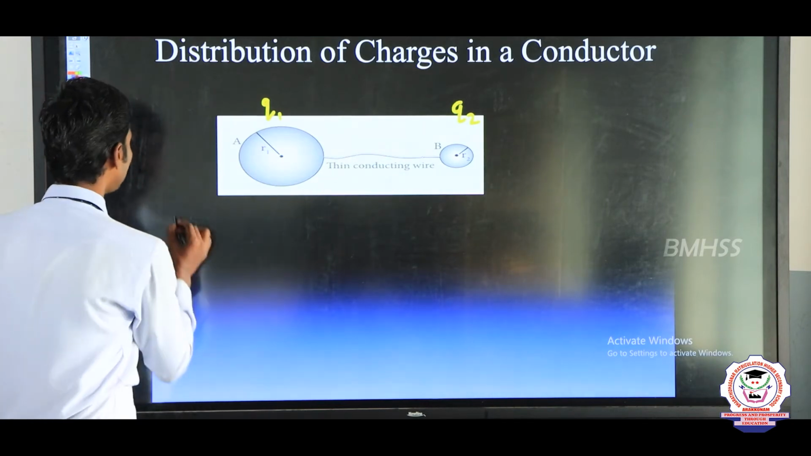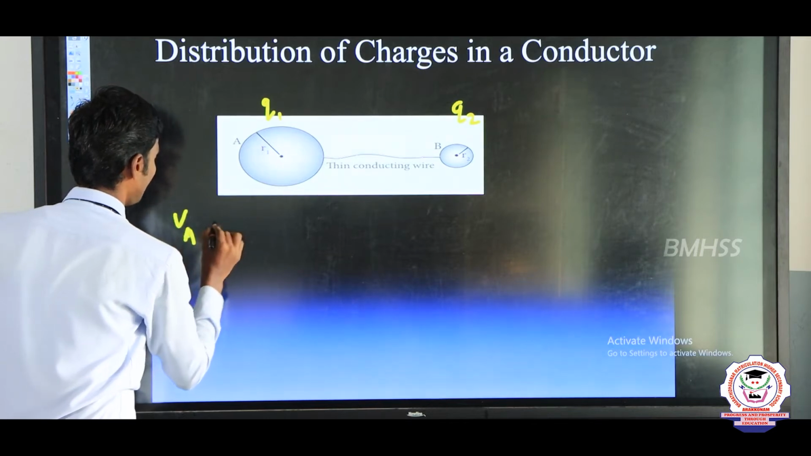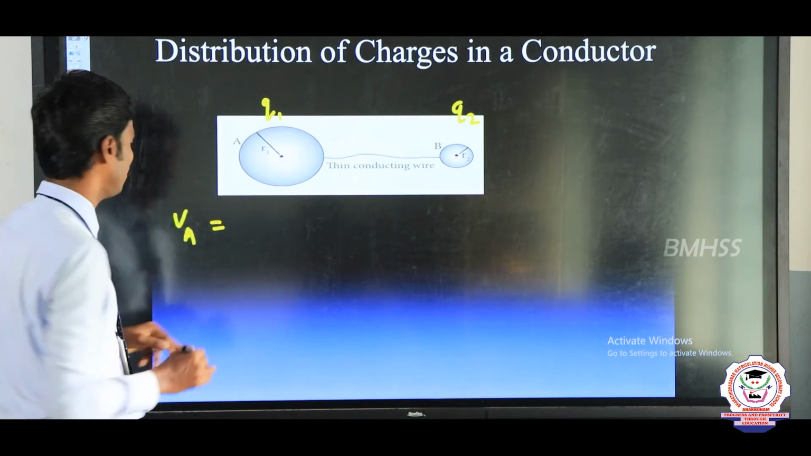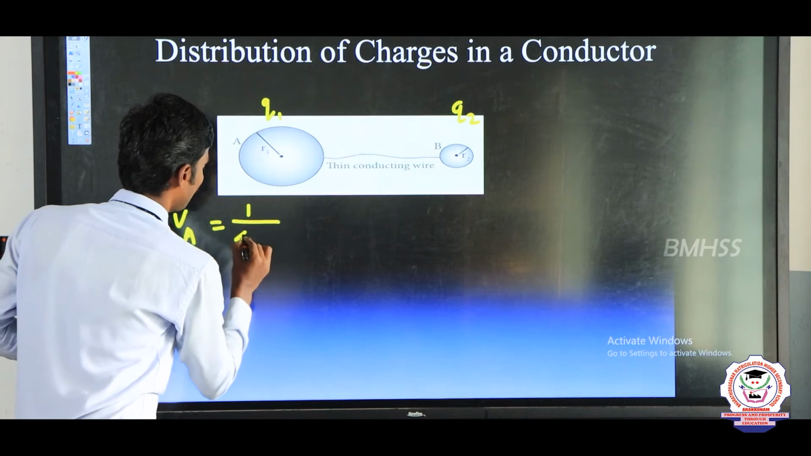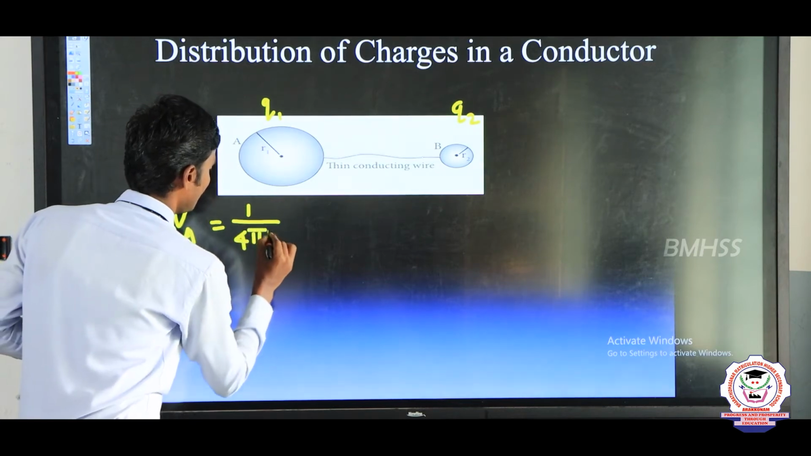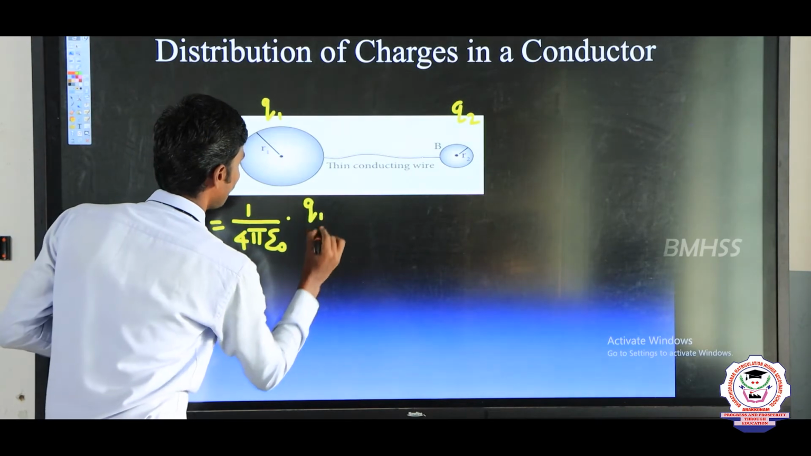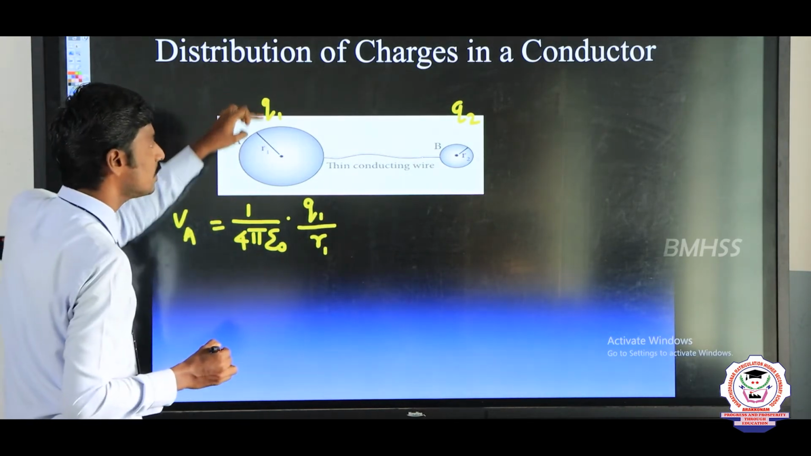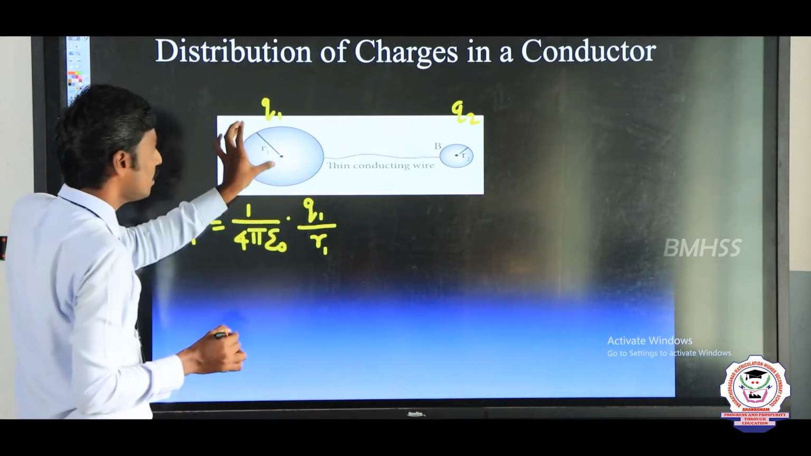What is the formula for electrostatic potential? Here VA, that means the electrostatic potential at the surface of sphere A, equals 1 by 4 pi epsilon 0 into Q1 by R1. Here Q1 is the charge residing on the surface of sphere A and R1 is the radius of the sphere.